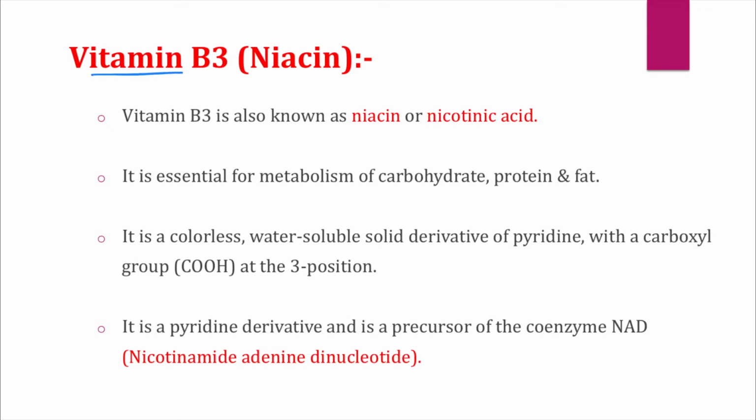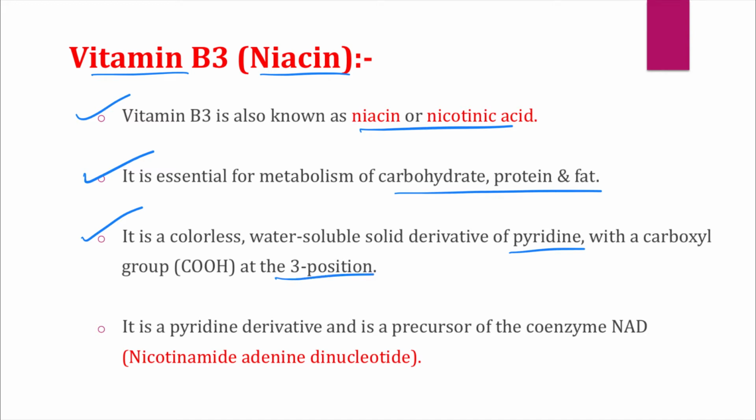So vitamin B3, niacin. Now see here, very important. The chemical name of vitamin B3 is niacin or nicotinic acid, right? That's why it is known as niacin or nicotinic acid. It's very essential for the metabolism of carbohydrate, protein and fats. Now, vitamin B3 is a colorless water-soluble solid derivative of pyridine, with a carboxyl group at the 3 carbon position. Right? And lastly, it's a pyridine derivative and it's a precursor of coenzyme NAD, nicotinamide adenine dinucleotide.